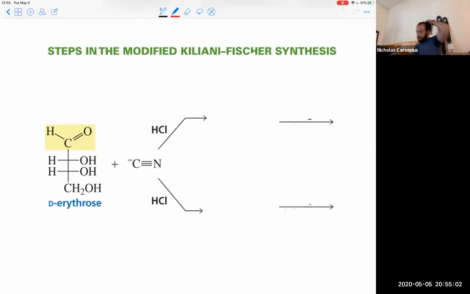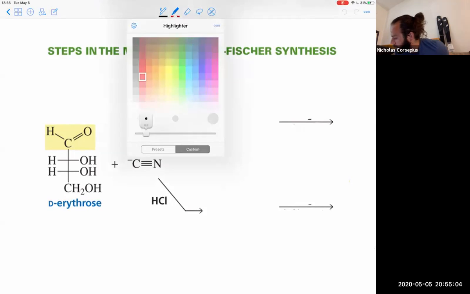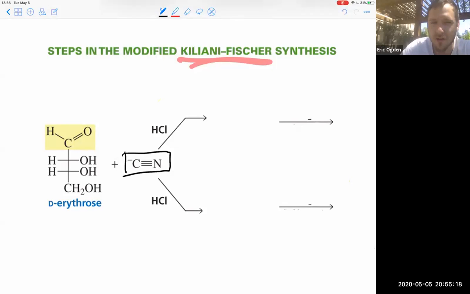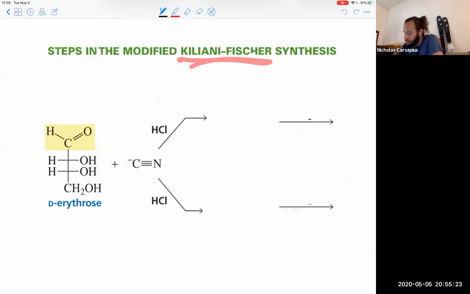Again, so now this is the Kiliani-Fischer synthesis. Before we get into it, this is actually using stuff that we already know based on previous chapters, right? So when you see this guy right here, what are you thinking? It's a strong nucleophile. It's a nucleophile, absolutely. Not like the crazy Grignard type, but yeah, it's a good nucleophile, right? And so what is that going to do with our sugar?